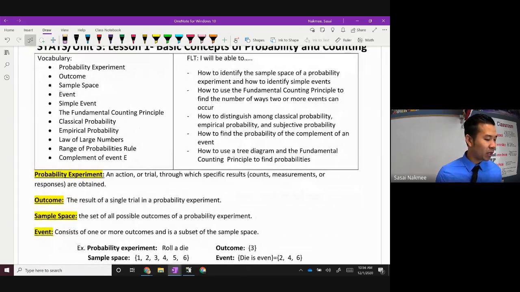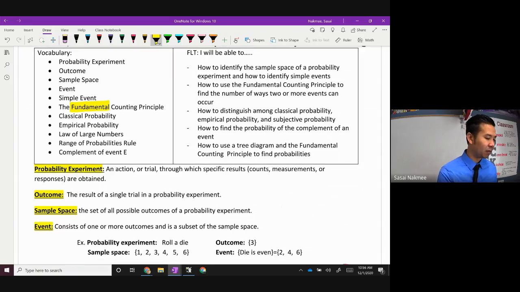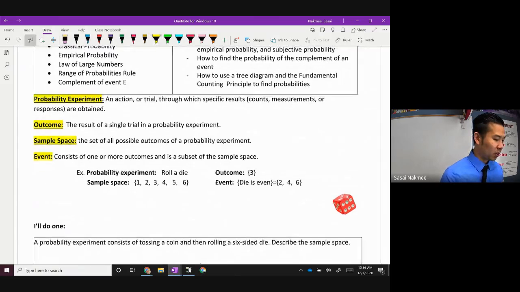We've got probability, experiment, outcome, sample space, event, simple event, fundamental counting principle. Man, you gotta be careful whenever you see things that say the word fundamental, right? We'll talk about that when we get there. Classical probability, empirical probability, law of large numbers, range of probability rule, and the complement of an event. Whew. So much, so much. So let's start off here.